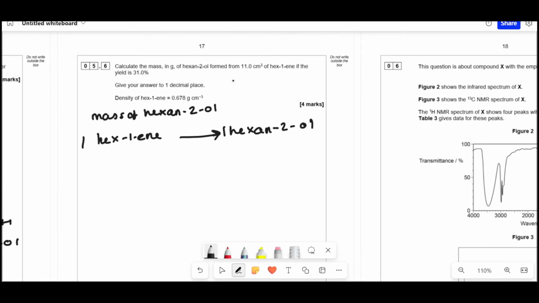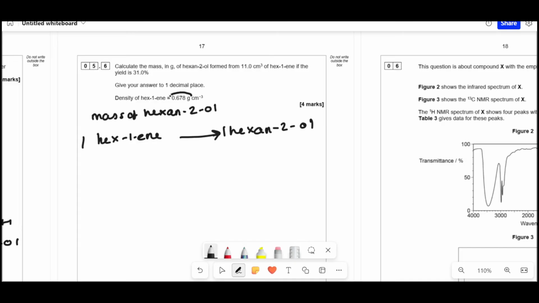Now, they've told you that you have 11 centimeters cubed of hex-1-ene. In order to get to a mass here, we're probably going to have to do some of that mole work. You might wonder how you're supposed to find the moles of anything without this information. Well, that's what this bit here has told you. They've told you the density of hex-1-ene, which is why it's important to know what you're starting and finishing with, is 0.7678 grams per centimeter cubed.